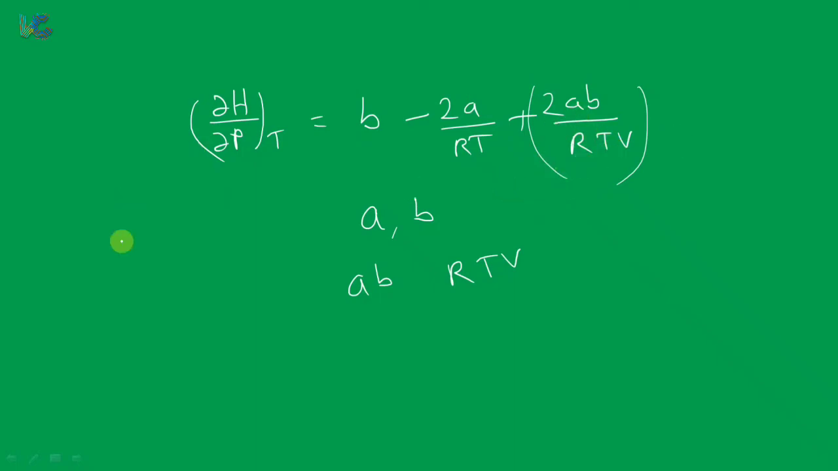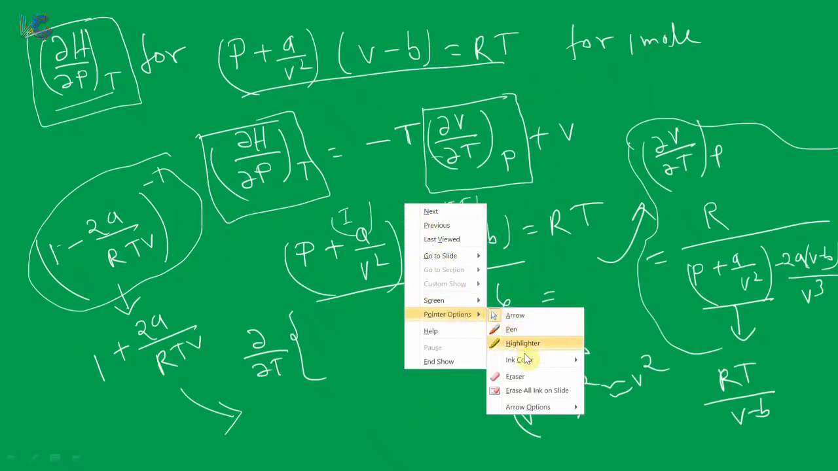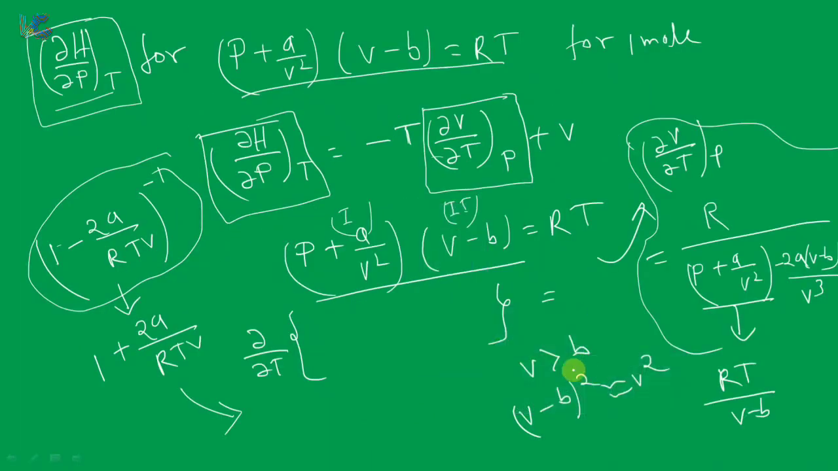So you will finally get del h del p at constant t value as b minus 2a by rt. I have not shown you each and every step, but I have told you what you have to do, and if you do it this way, then you will reach the final result. Again, I will tell you how to do it, but each and every step I will not show. You can try on your own.